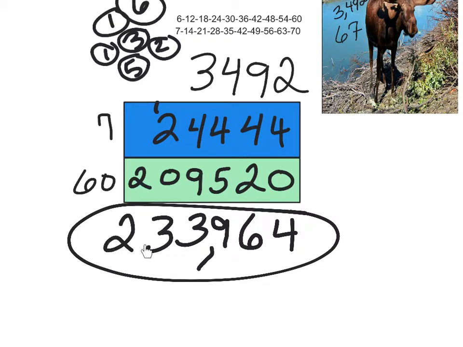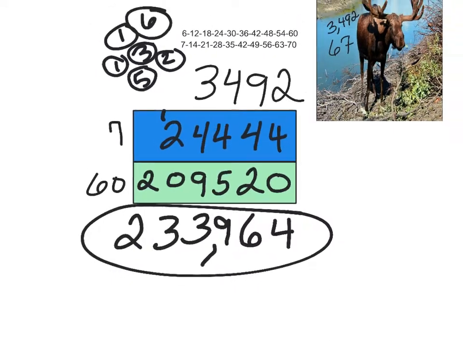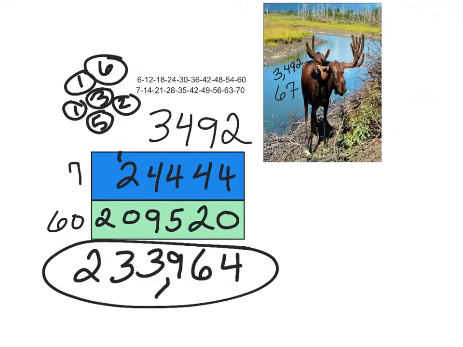answers down here. 233,964. Get that copied, and then we'll finish this up. Fantastic. All right, so this is your answer, 233,964, and that is how many lily pads our good friend Montana, the lily-loving moose, has eaten over the past 67 days. And that's a whole lot of lily pads.